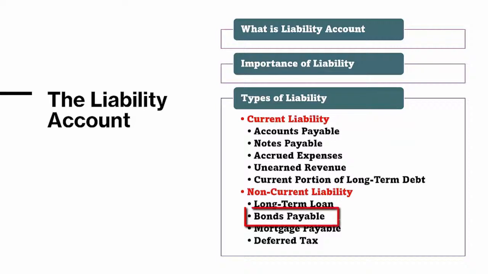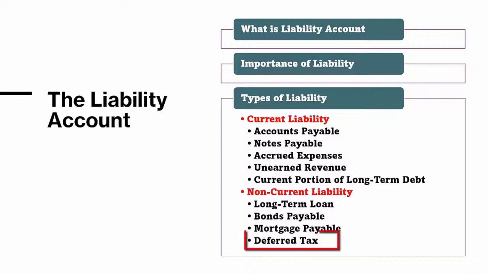Bonds payable. If the business issues bonds to raise money, the bondholders are creditors. The amount owed to bondholders is recorded as a long-term liability. Mortgage payable. A specific type of loan secured by property, like real estate. The mortgage is paid back over several years, making it a non-current liability.